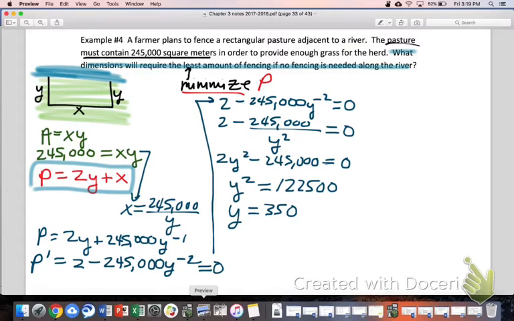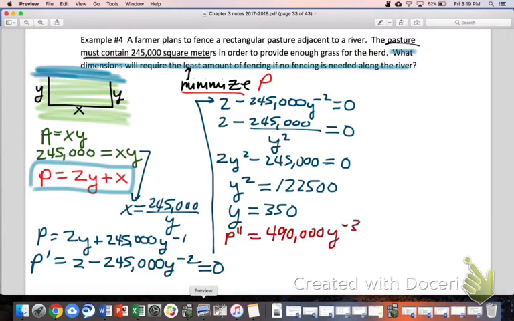And so remember from before, we've got two ways to do this, two tools in the toolbox. One is the first derivative test, the second is the second derivative test. And I think that this time the easier way to handle this is actually going to be the second derivative test. So the second derivative test means that we need to find the second derivative. So that would be p double prime is equal to positive 490,000 y to the negative 3.